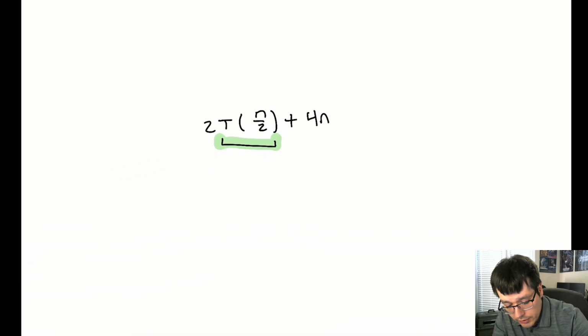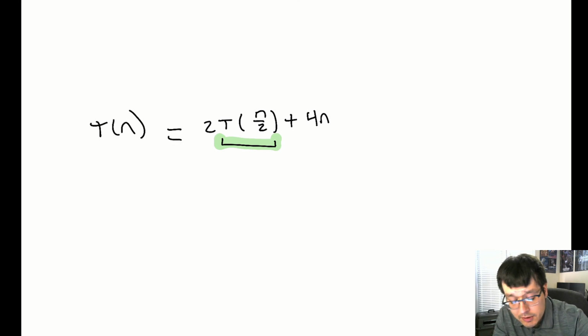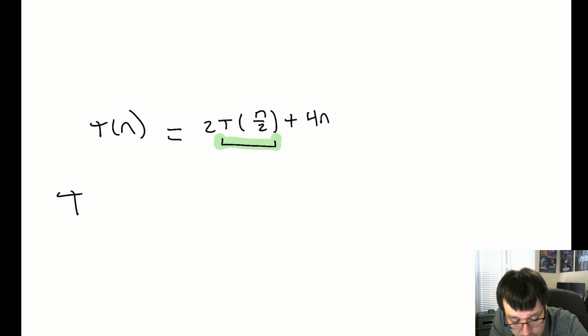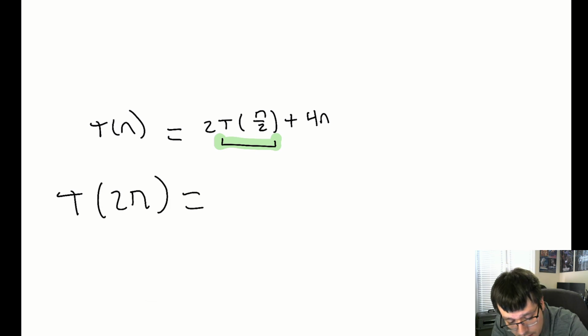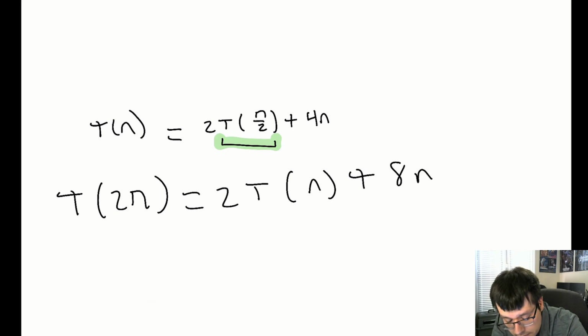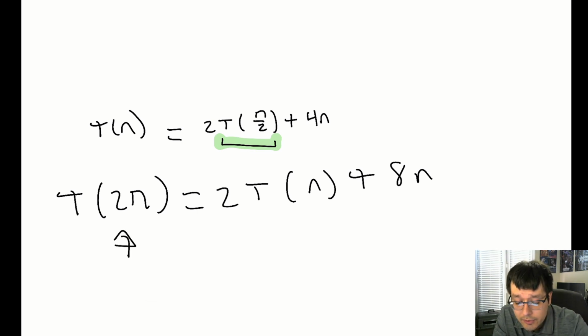So what you're saying is, if I have this and I multiply times 2, then t of 2n is equal to 2 times t of n plus 8n, right? Okay, but then what? We still have this t of n to work with, right? And we don't know what this is equal to. So that doesn't really get us anywhere.